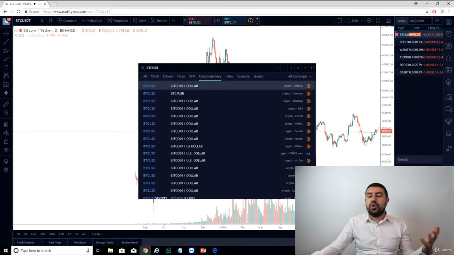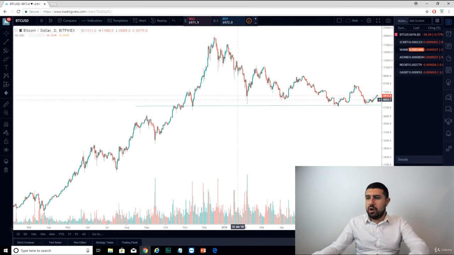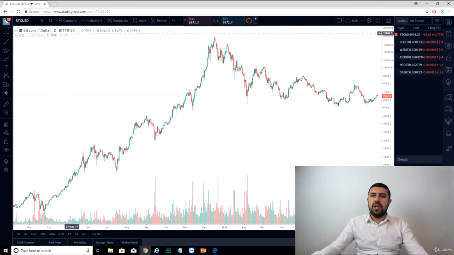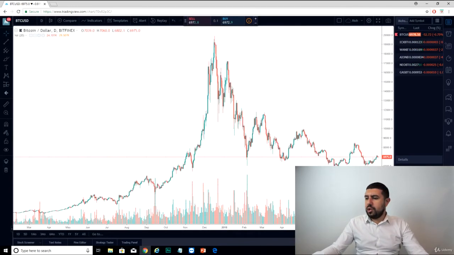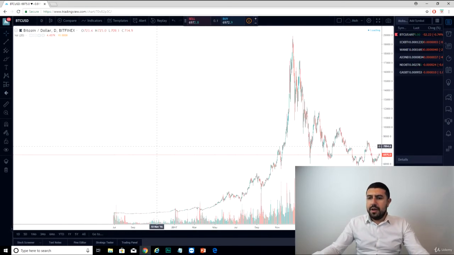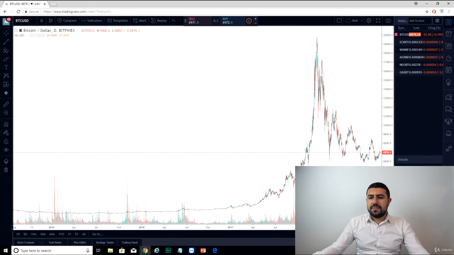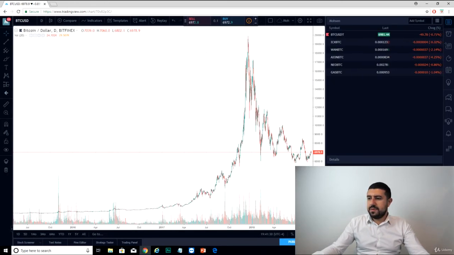Binance is a new exchange. Well, not new. It's been there for a year and a half, maybe. But Bitfinex has been there for way longer. So we have a longer time frame to look at. So when I look at Bitcoin, and I'm going to look at a normal chart, look at this. Look at this price. Let me just push this here a bit.